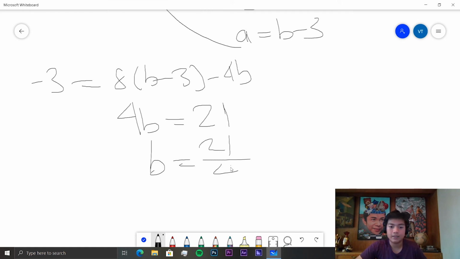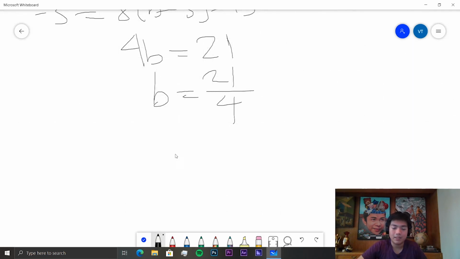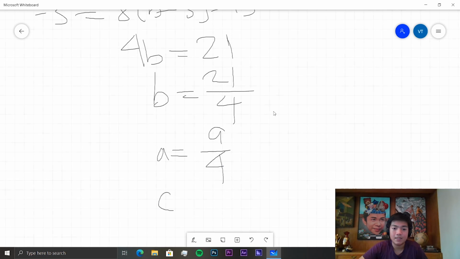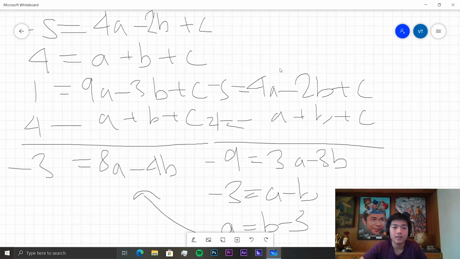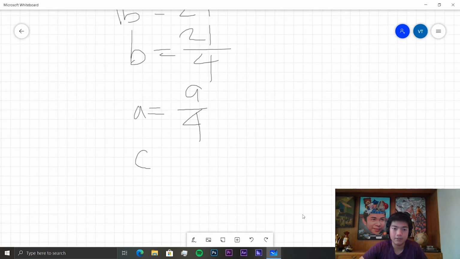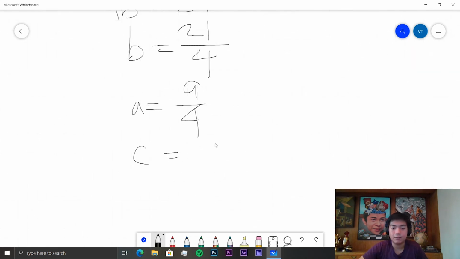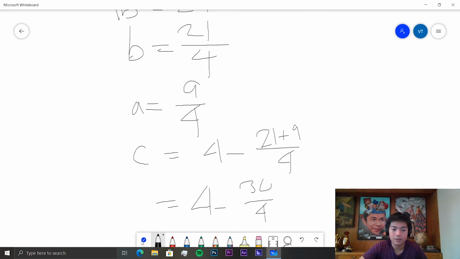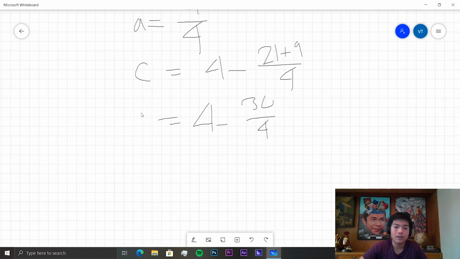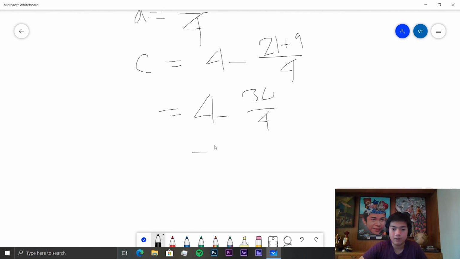Okay, and then we need to solve for a, which is b minus 3. So a will be 21 minus 12 over 4, which is 9 over 4. And what's c? Well, 4 is equal to a plus b plus c, so we can use that. So we know c is equal to 4 minus 21 over 4 plus 9 over 4. So that's equal to 4 minus 30 over 4. So that's equal to 16 minus 30 over 4. Otherwise, that would be negative 14 over 4, or negative 7 over 2.